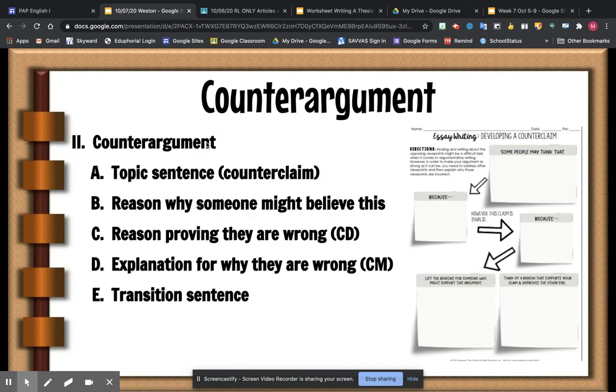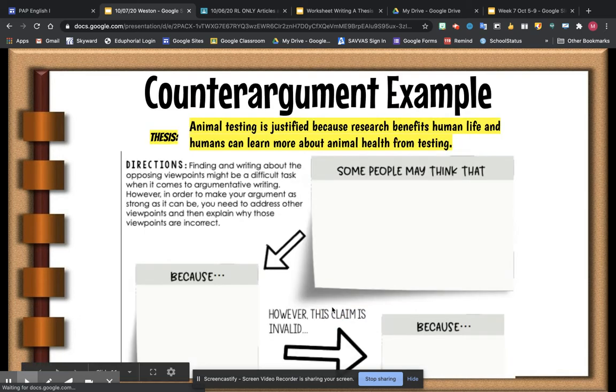The counter argument, the way we're going to write this, is we're going to have our topic sentence, which is our counter argument. We're going to have the reasons why somebody might believe this way, and the reason proving they are wrong, an explanation of why they are wrong, and the transition sentence. Remember, the counter argument is happening early because we want to discredit it so that the reader does not even think about it again after they read our next two body paragraphs.